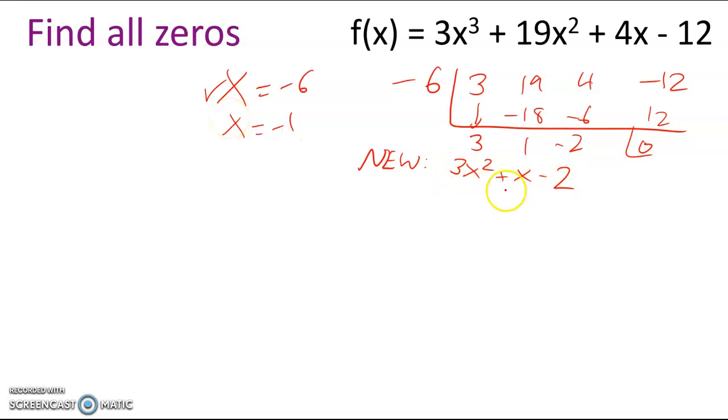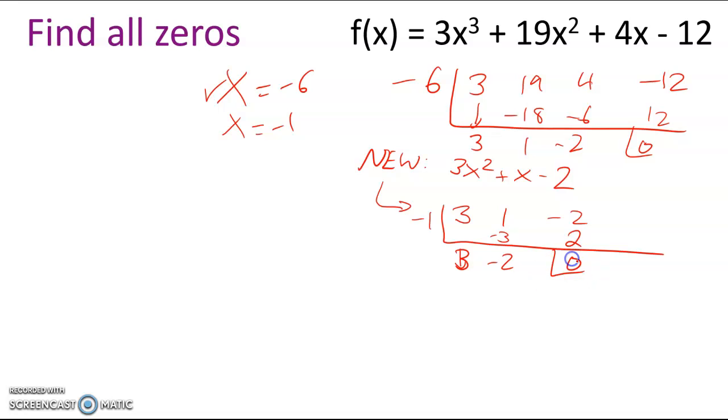I'm going to synthetically divide using this new equation. So I'm going to bring this down here. Synthetically divide. I got a -1 there, and then 3, 1, and then -2. All right. Synthetically divide that. Bring the 3 down. Get 3. 3 times -1 is -3. Add those together. I get -2. -2 times -1 is 2. Get a remainder of 0. Again, that's what I want to see.